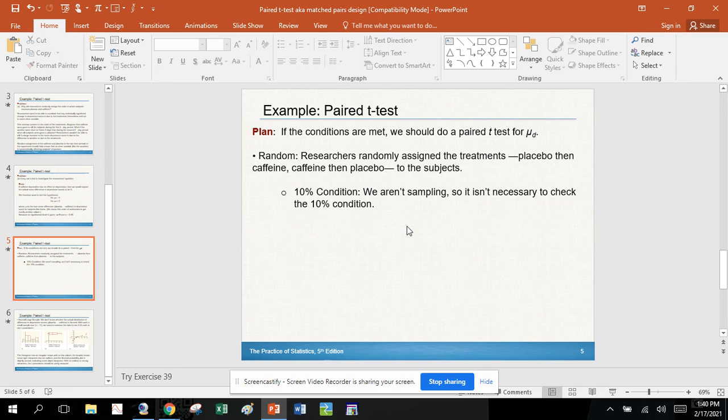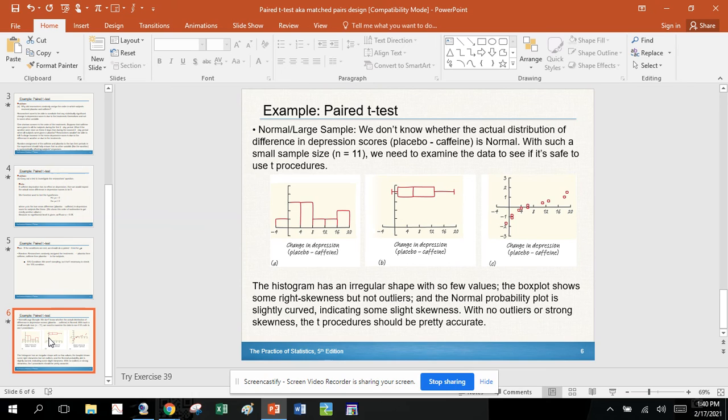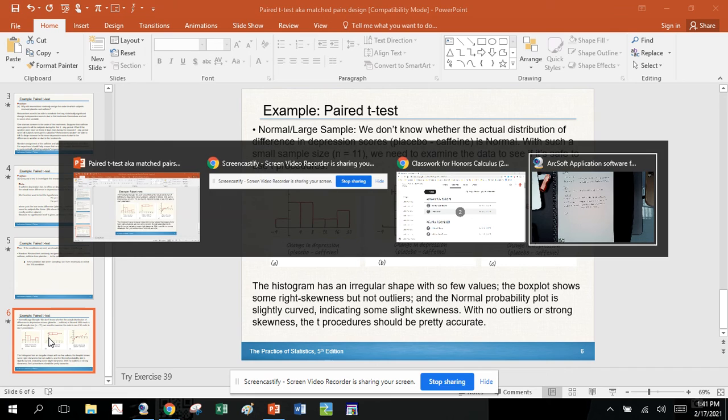However, what is necessary, because we're dealing with a sample size of 11, is that we check to see if the plot of the data is roughly normal, or better still, shows no major skewness and no major outliers. If you look at the dot plots, the histogram, the box plot, and the normal plot there, you'll see that we have no major skewness and no major outliers. All right, so let's go ahead and carry out this test.